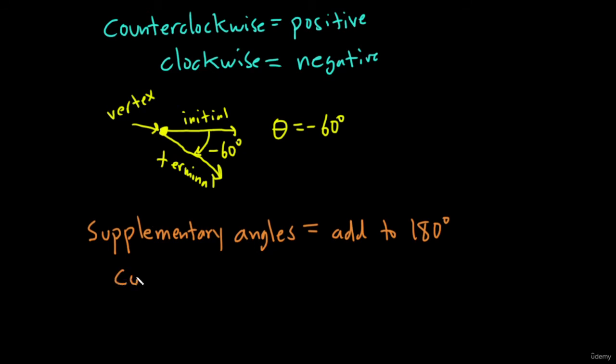And then complementary angles. These add to 90 degrees. And the angles are called complements. So if you have supplementary angles, they add to 180. Complementary angles, they add to 90.